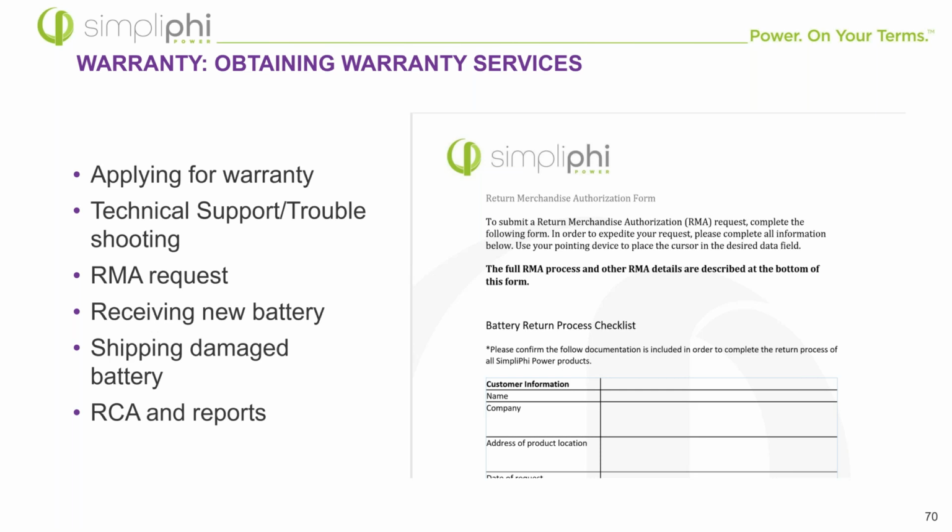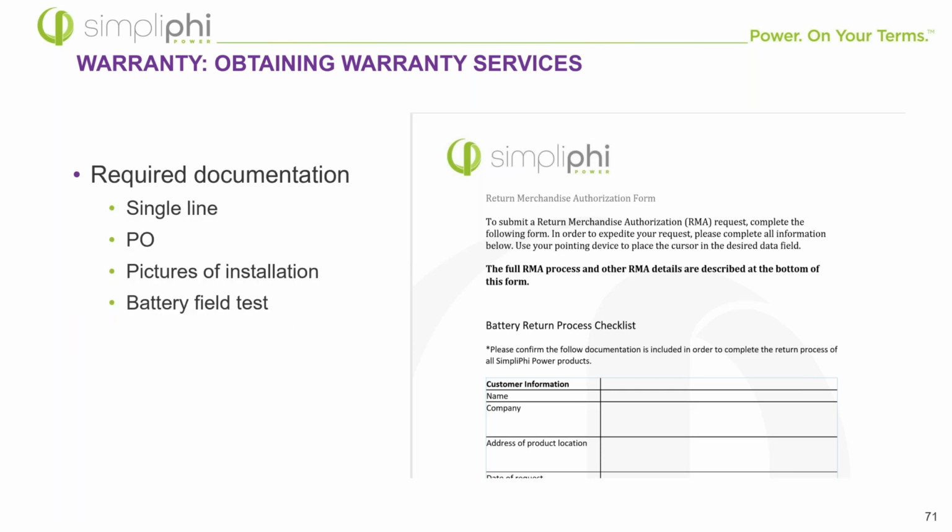So we'll be able to talk, get some requested things like single lines, POs, pictures, try to walk you through. Maybe it isn't an RMA. Oftentimes what feels like the battery is damaged is just something that's a little bit off in the system, so that we can properly get the battery back if we really need to and figure out what's going on in order to get a new battery on site and get everything fixed up.